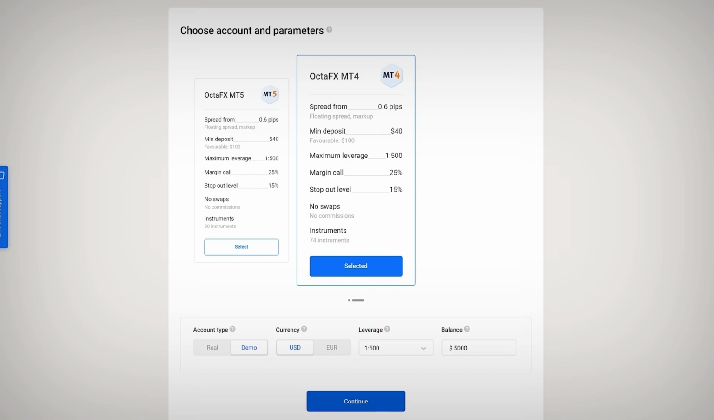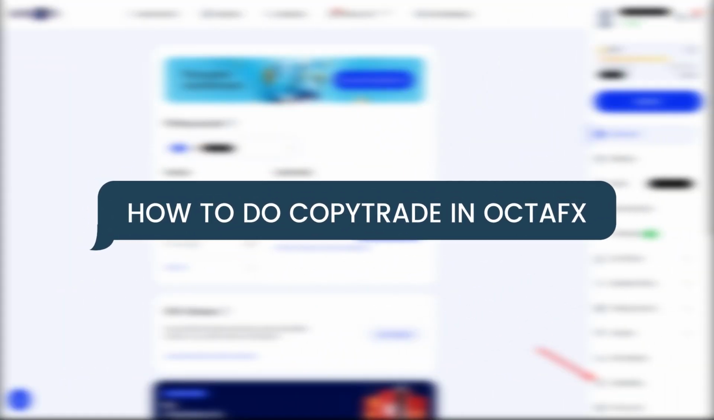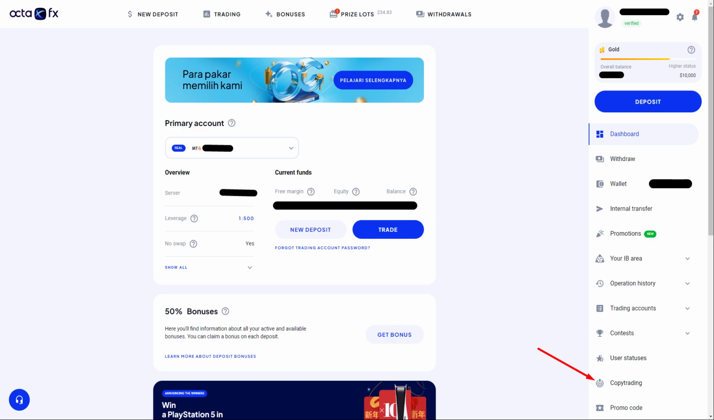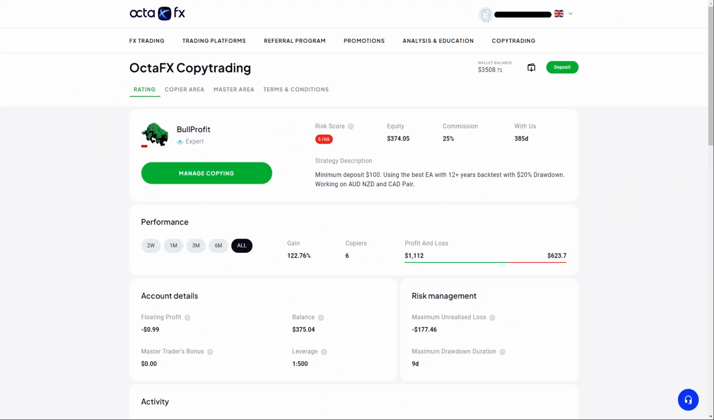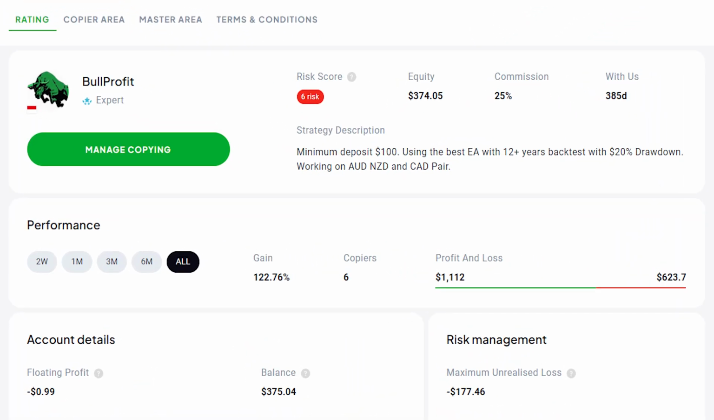Now, I will explain how to do the copy trade. Go to the copy trading option. You can see the master trader list available to do a copy trade. I will give one recommendation of a master trader that has been certified for more than 1 year. My master trader recommendation is Bull Profit. This copy trade is certified for more than 365 days, or 1 year.